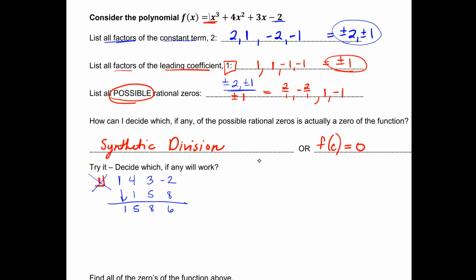Negative 1 or 2. And if you and your partner are together working on one of these, one of you could try one, the other could try the other. Why don't you do that? Why doesn't one of you try negative 1 and the other one try 2?